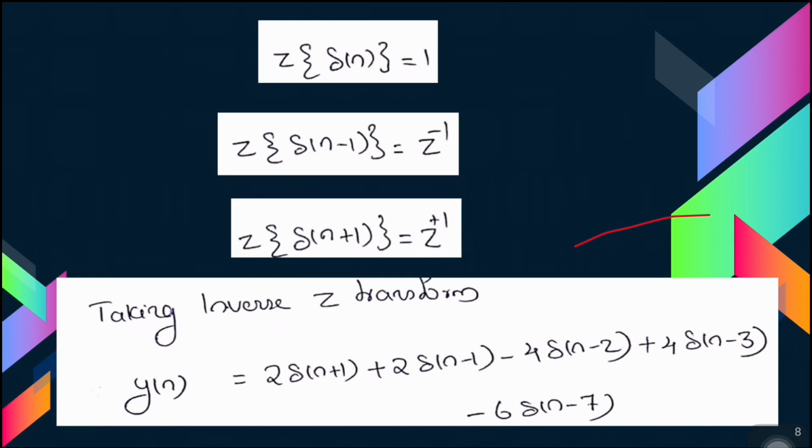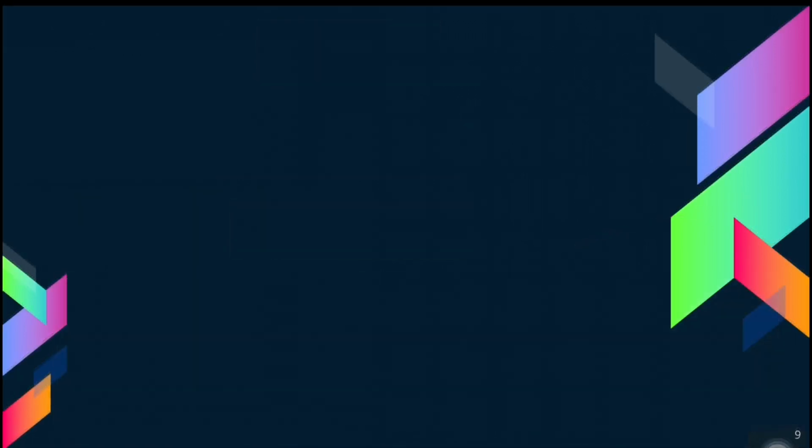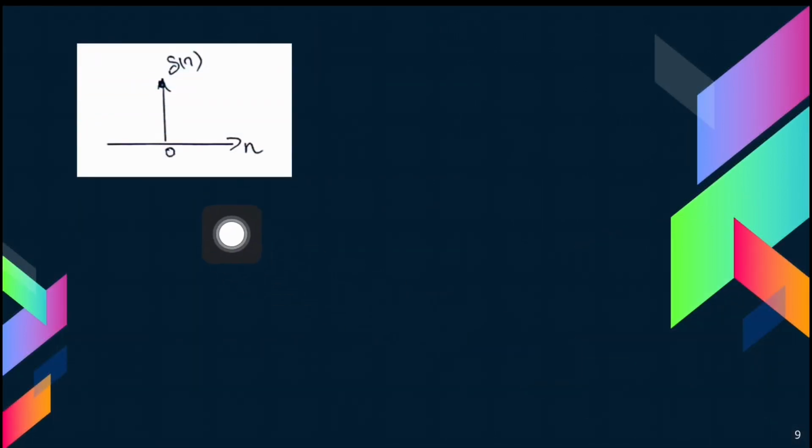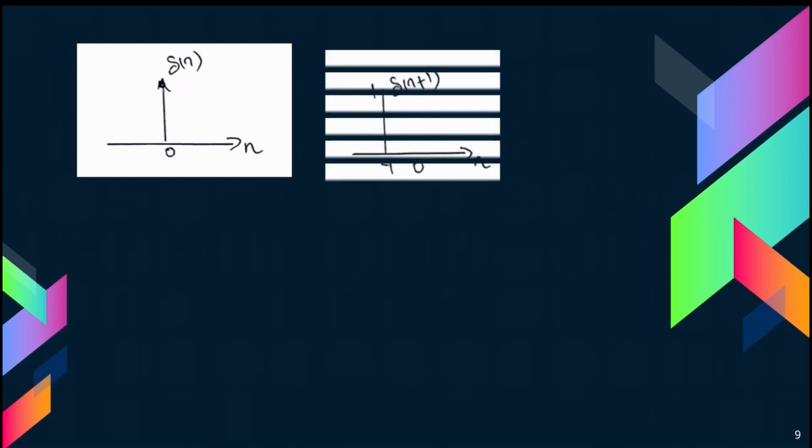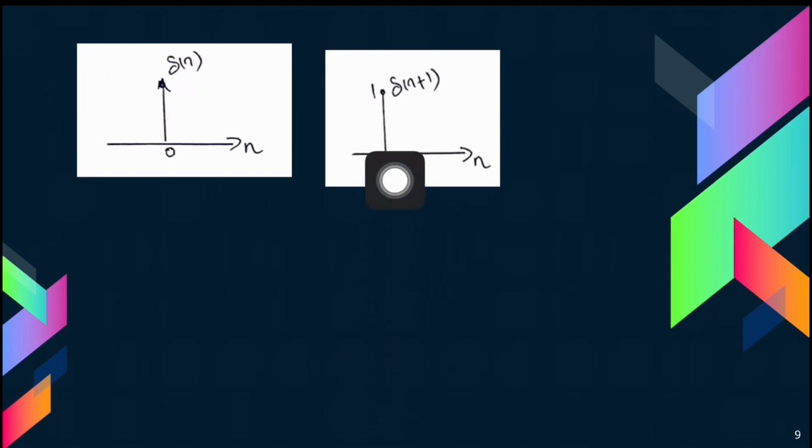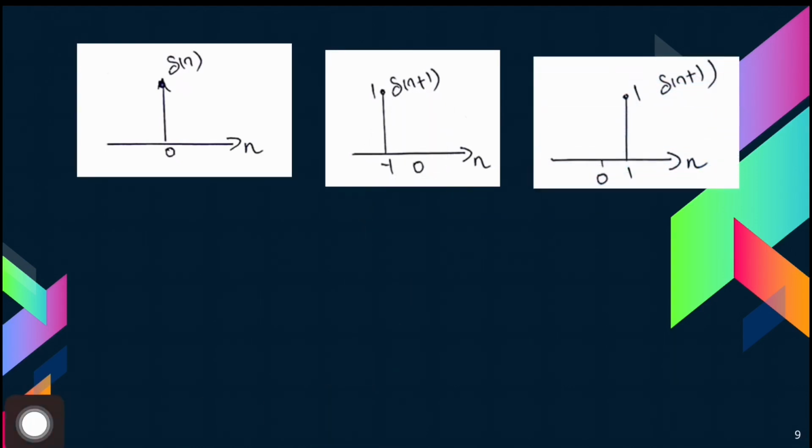I hope you all know that this is the waveform of unit impulse function del of n, which is having a non-zero value 1 only at n equal to 0. Now we are going to perform time shifting operation on this signal. If we shift this del of n to left by 1 unit, we get del of n plus 1 like this. And if we shift del of n to right by 1 unit, we get del of n minus 1 like this.